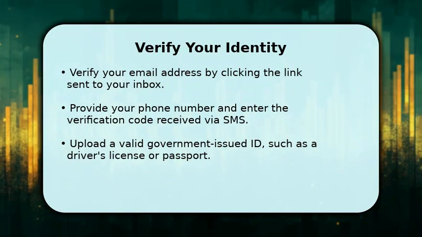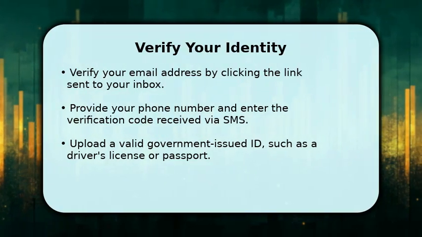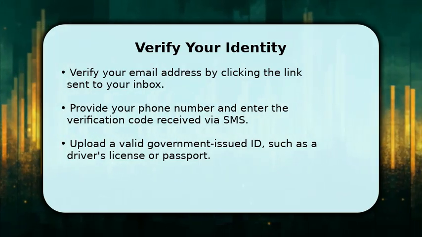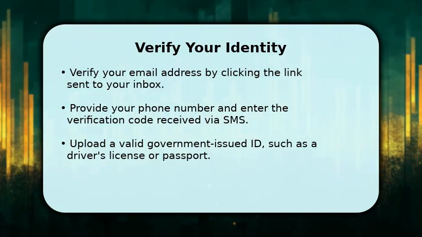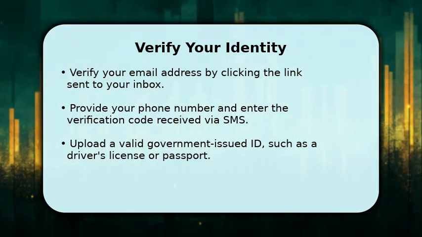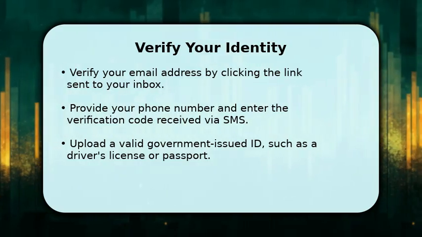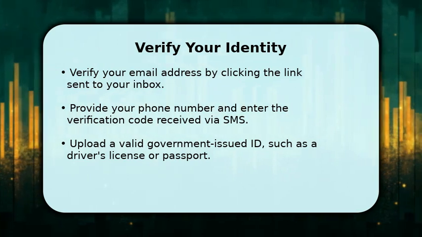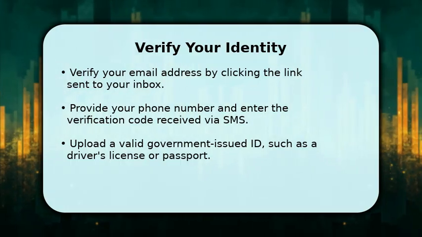Next, it's time to verify your identity, a crucial step for security and compliance. First, check your email inbox for a verification link from Coinbase and click it to confirm your address. Then, provide your phone number. You'll receive a 6-digit verification code via text message to enter. Finally, you will need to upload a clear image of a valid government-issued identification document, such as your driver's license or passport. This process typically takes just a few minutes to complete.